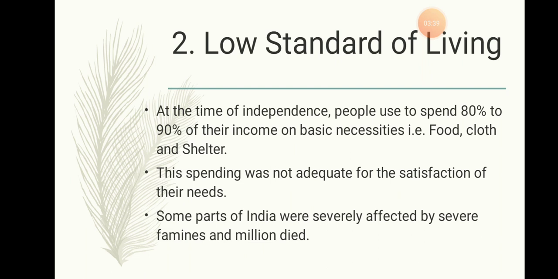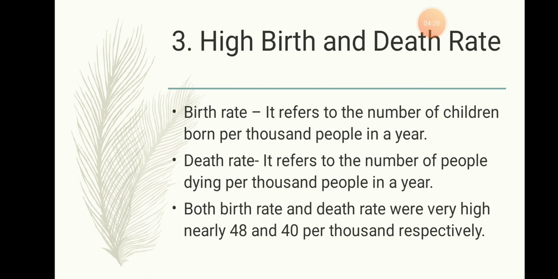Some parts of India were severely affected by famines, and millions of people died. Why did this happen? In the year 1943, in Bengal, there was a drought, and millions of people died because of hunger. People couldn't even afford a meal at the time of independence, that is in the year 1947. So because of this, the standard of living on the eve of independence was very low.